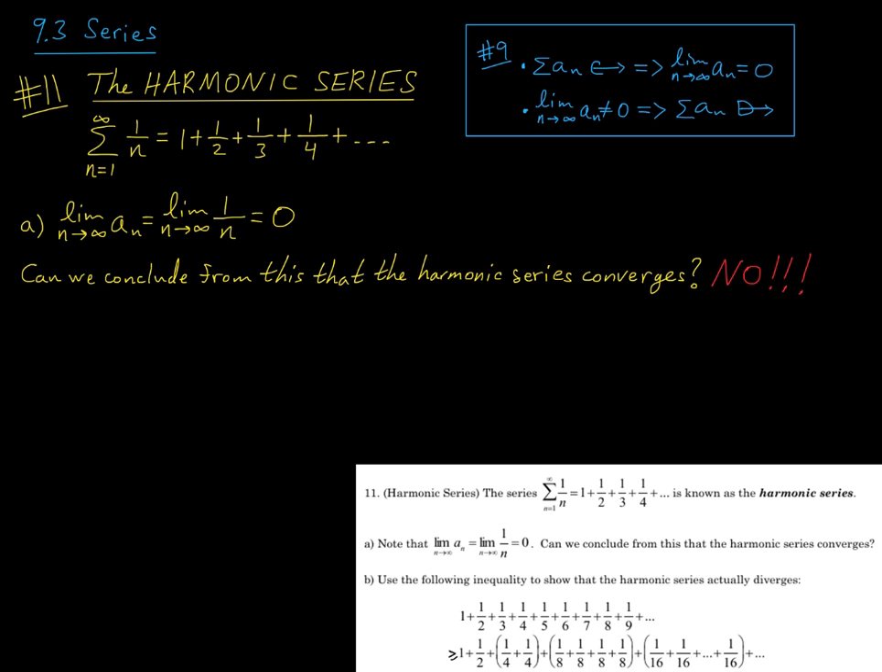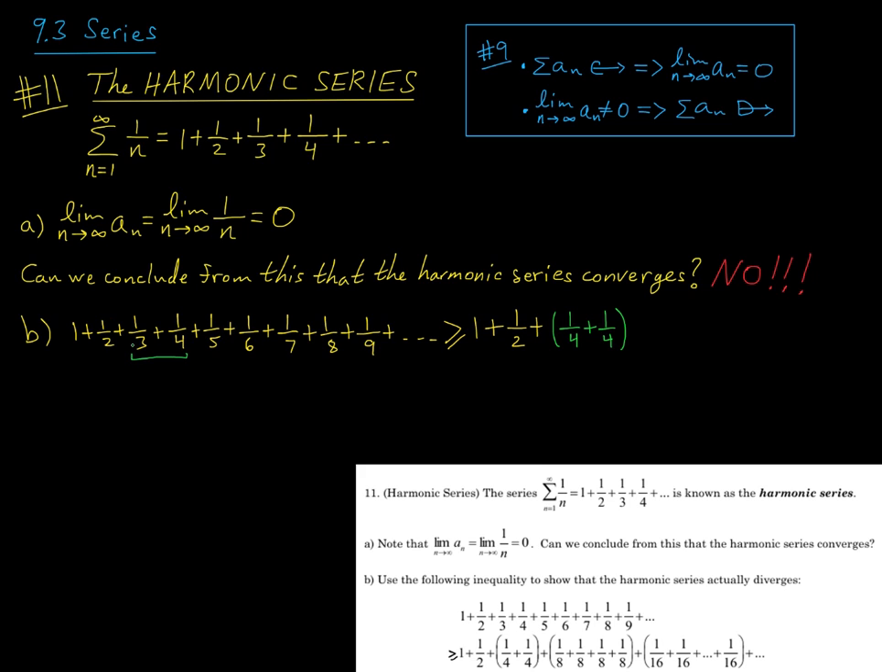Okay, so now with part B, it says, use the following inequality to show that the harmonic series actually diverges. All right, so here we have the harmonic series, and now I'm going to start grouping terms of this series as follows. I'll start out by grouping the third and the fourth, and what I'm going to do is trade in the 1/3 for 1/4, and since a third is larger than a fourth, that's why you see this inequality right here. The thing I'm going to write down on the right side is going to be less than or equal to what you see on the left. Okay, so that's the first grouping.